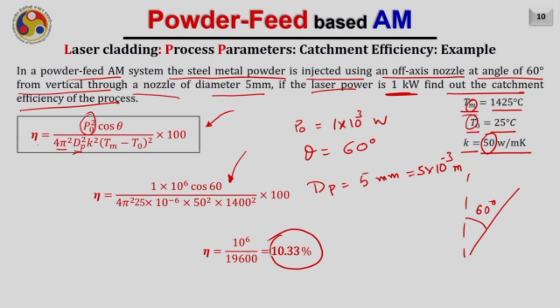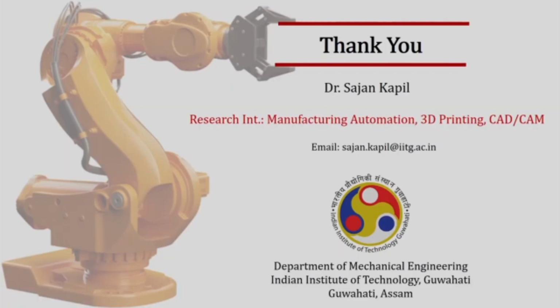So this is a typical catchment efficiency, even less than what I predicted here in the case of side feeding laser cladding processes based on powder as the raw stock material. So with this, thank you very much.